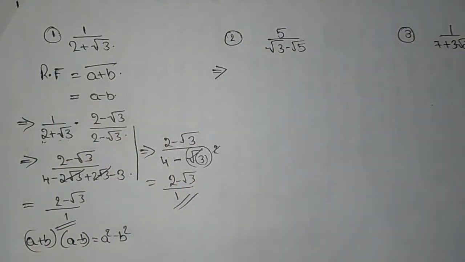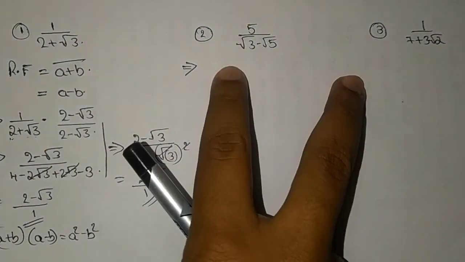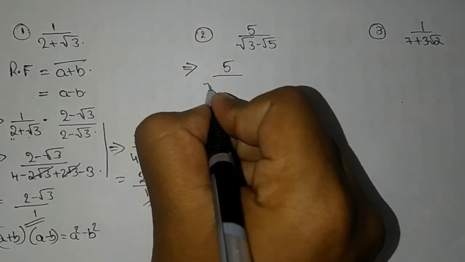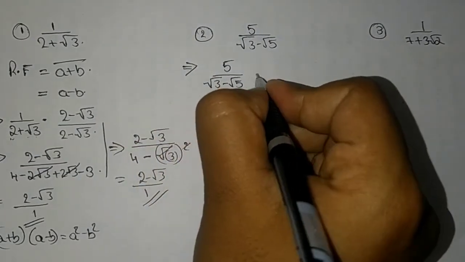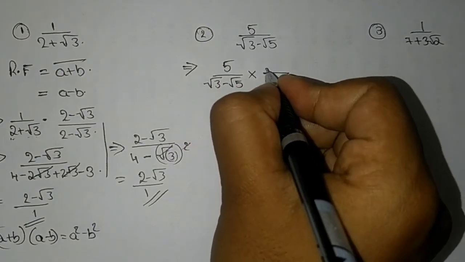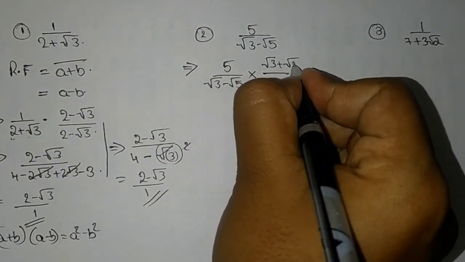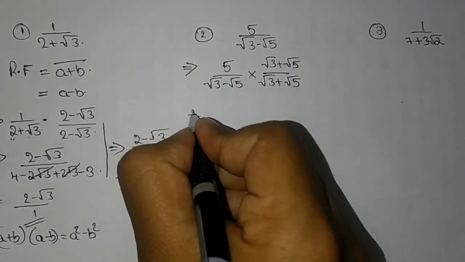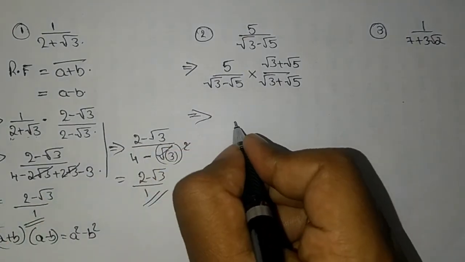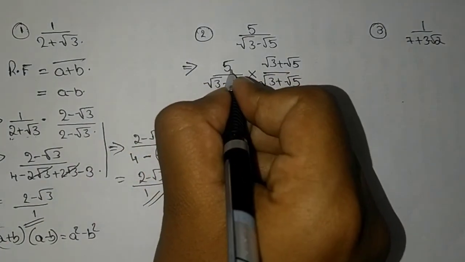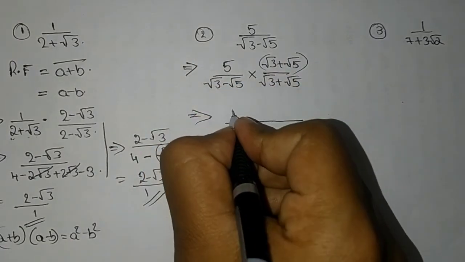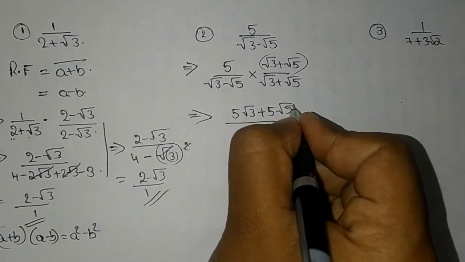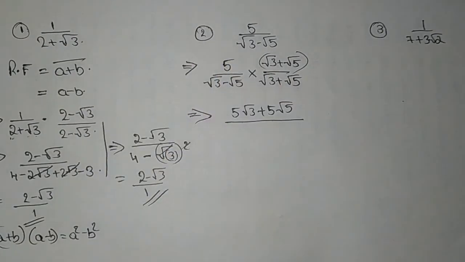Solving this question, there are 2 problems left. I will solve both. Everything is easy. 5 by root 3 minus root 5, into the rationalizing factor, that is nothing but root 3 plus root 5. As I did in the previous problem, everything is easy. 5 into this number gives 5 root 3 plus 5 root 5. 5 is outside because 5 doesn't have a root.